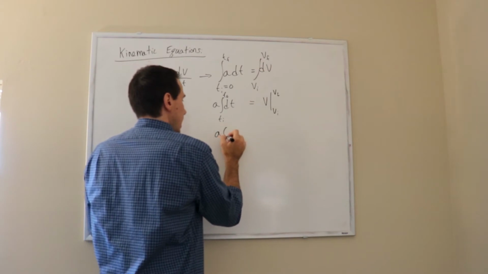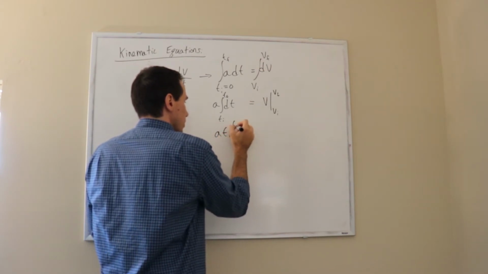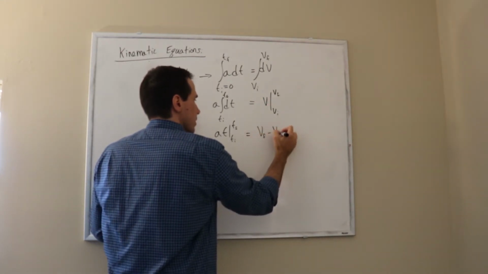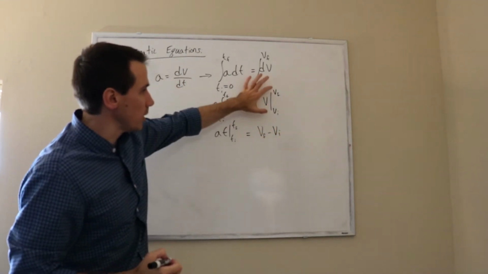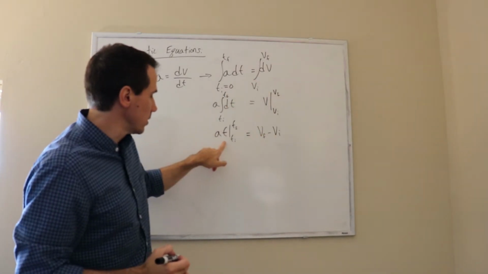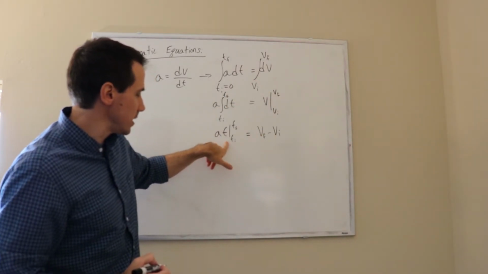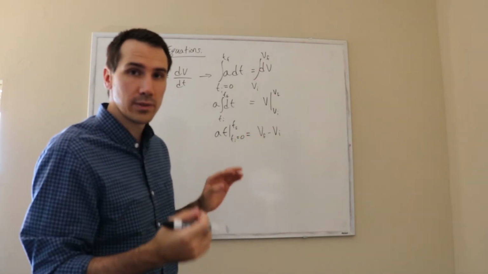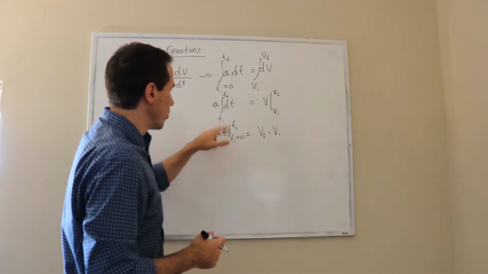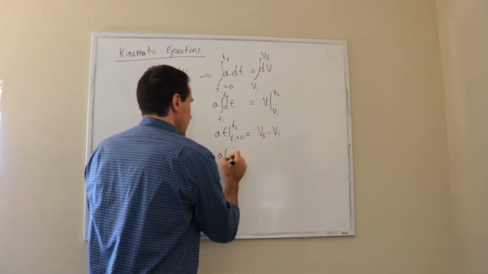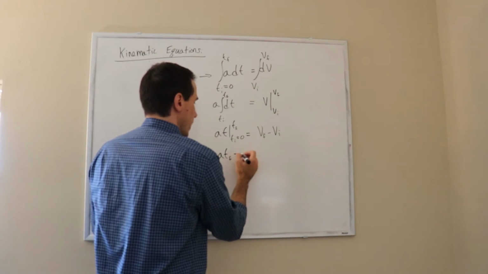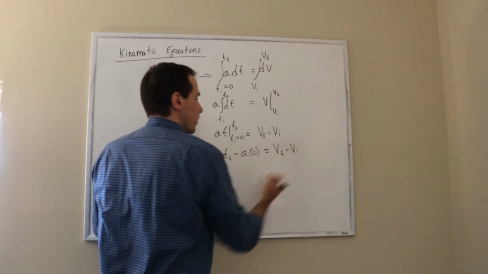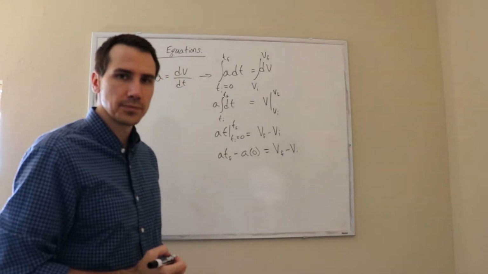Which is great because now I can write this as a times t from t initial to t final, and plugging this in, I get v final minus v initial. So when I plug that in, I get v final minus v initial equals a times t from t initial equals 0 to t final. Plugging this in, I get a times t final minus a times 0 equals v final minus v initial.